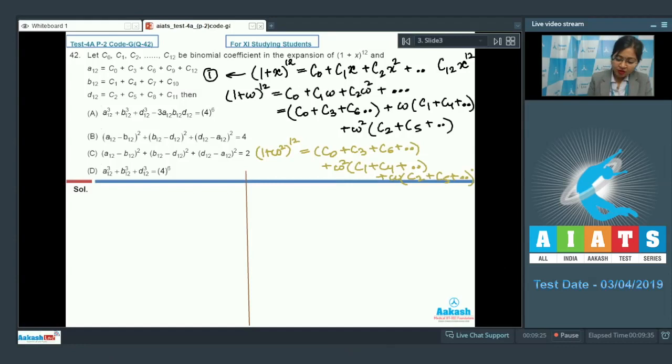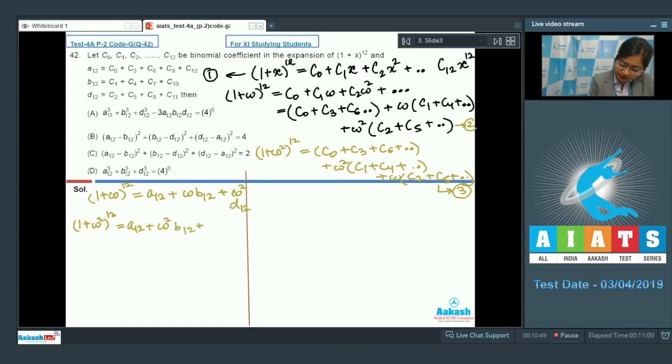This step is clear. Now further, we want the value of C0 plus C3. Let us say this is equation number 2 and this is equation number 3. Now equation number 2 can be written as (1 plus omega) whole raised to the power 12 is equal to C0 plus C3 plus C6. This can be written equal to A12 plus omega into B12 plus omega square into D12. Similarly, I will write equation 3 as (1 plus omega square) raised to the power 12 equal to A12 plus omega square into B12 plus omega into D12, right?